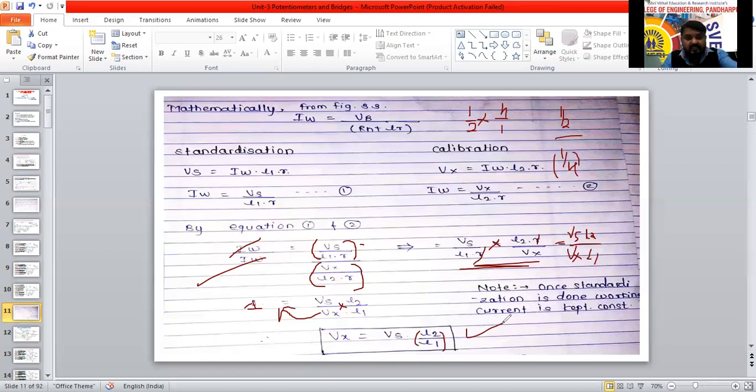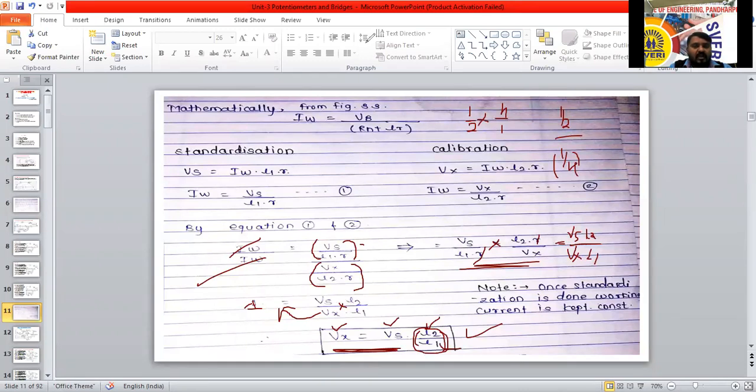See here, this is very important. Vx is the unknown voltage. Vs is the standard voltage. L2 is the unknown voltage length. And L1 is the standard voltage length here. If L1 equal to L2, then the unknown voltage equals the standard cell voltage. That is called standardization. We are going to call it here.